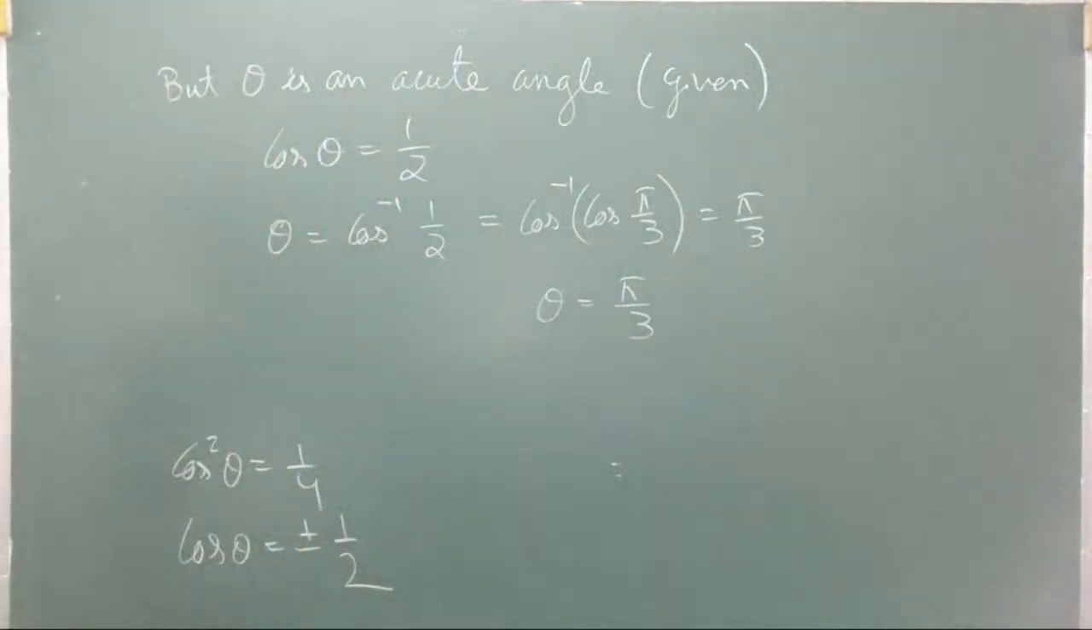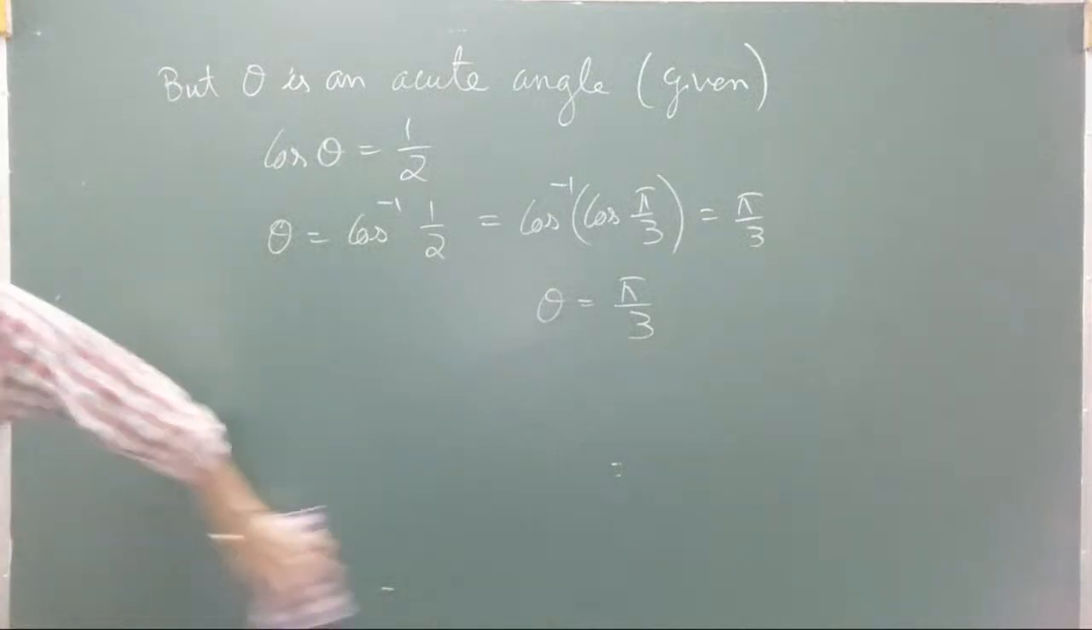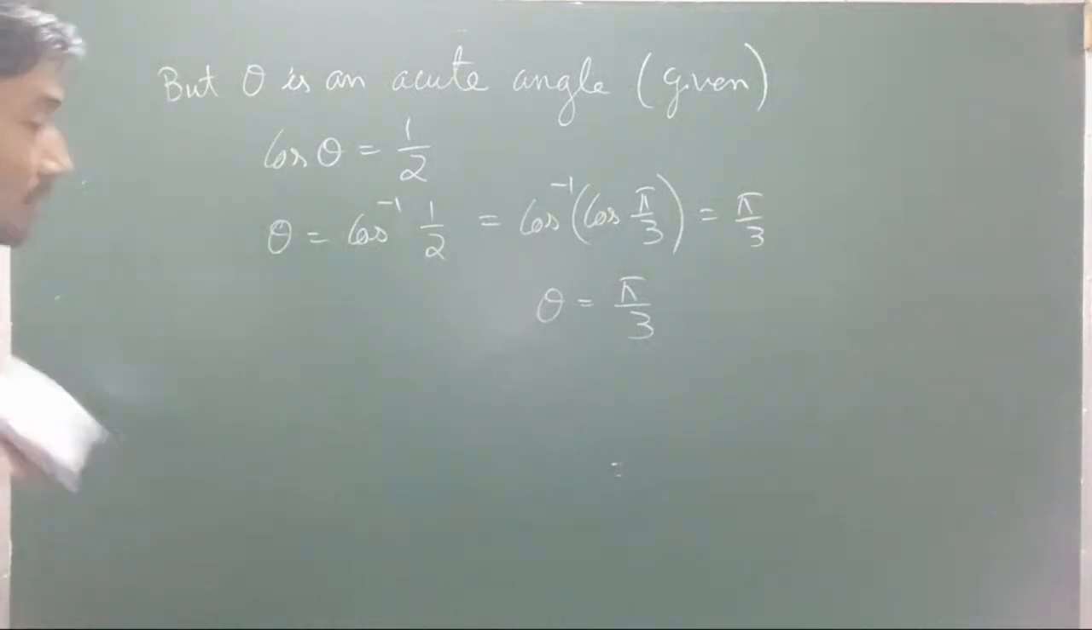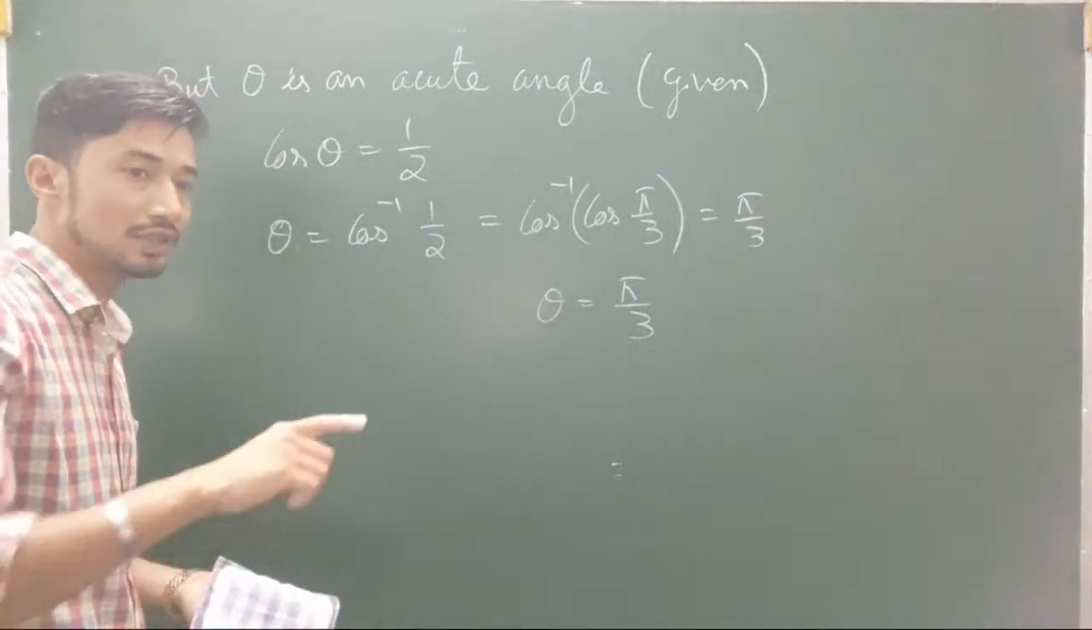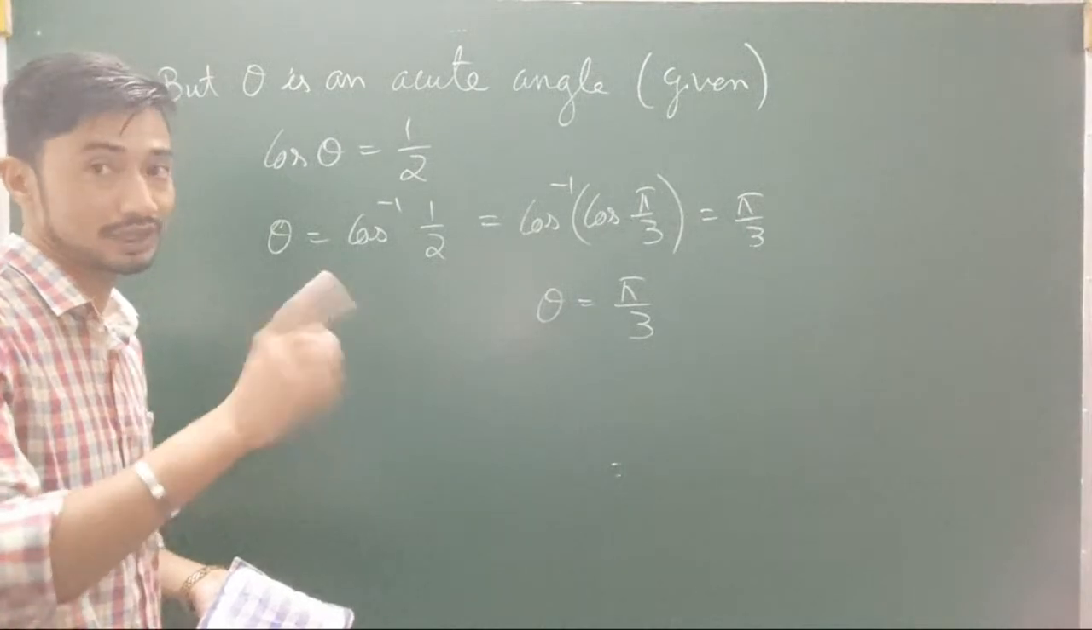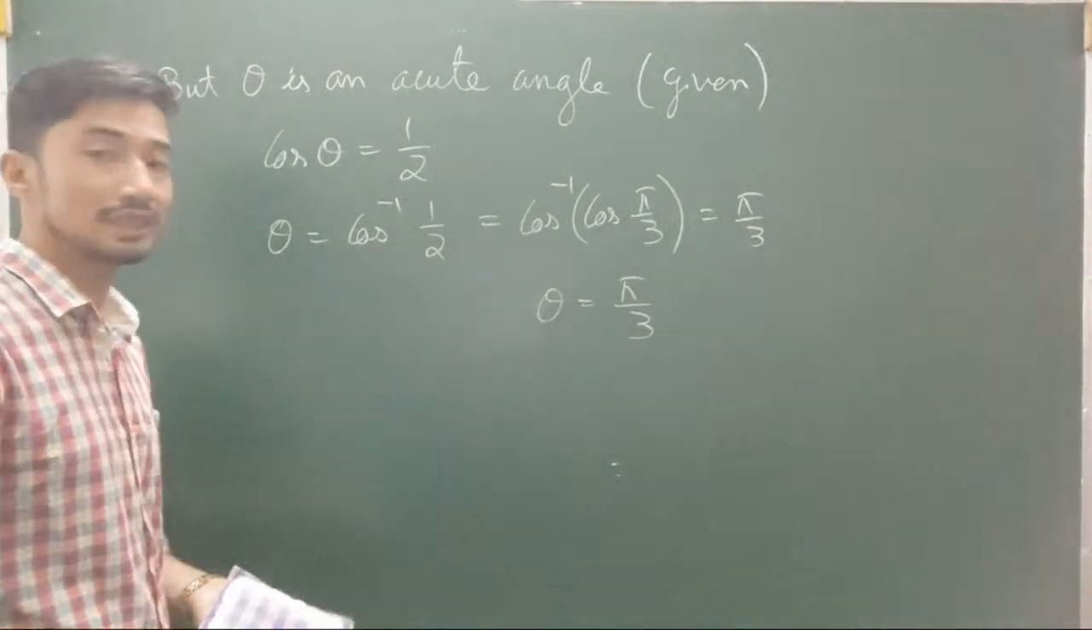So definitely it is an acute angle. Theta we have already calculated. Now remember, A is a unit vector. Yesterday you saw the relation of unit vector and direction cosines: the components will give us the direction cosines.